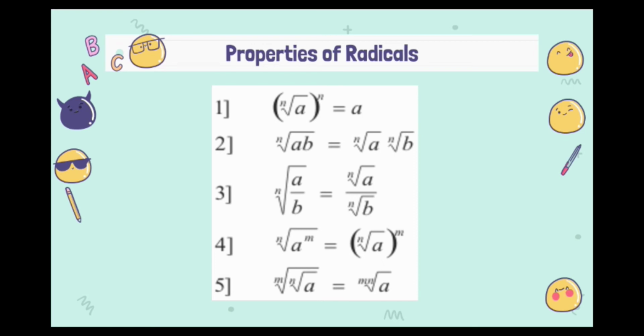Fourth property, nth root of a raised to power m is mth power of nth root of a. It means that the exponent of radicand can be expressed as the exponent of radicals. Fifth property, mth root of nth root of a is mnth root of a. It means that both index values will be multiplied.